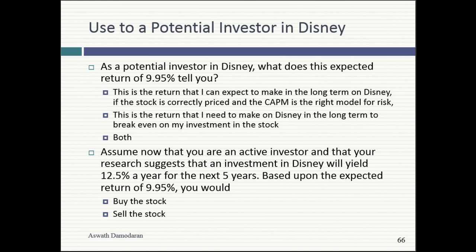So let's say you don't believe in efficient markets. What does that mean? You think you can find stocks that are cheap or expensive. You do your own research on Disney. You collect data on Disney. You look at its projects. You look at that California Adventure expansion. And based on your research, you conclude that Disney can make 12.5% a year. Do you see what that means? You need to make 9.95% given its risk. You think you can make 12.5%. This is my definition of a good stock to buy.